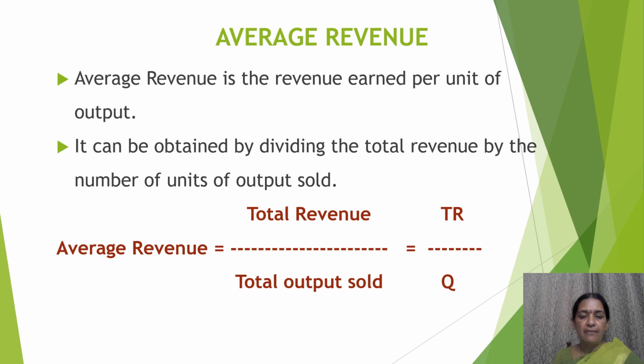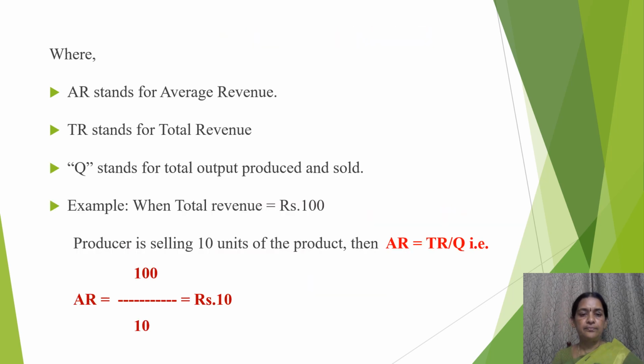Meaning of average revenue. Average revenue is the revenue earned per unit of output. It can be obtained by dividing the total revenue by the number of units of output sold. The formula is total revenue by total output sold, which is equal to TR by Q, where AR stands for average revenue, TR stands for total revenue, Q stands for total output produced and sold.